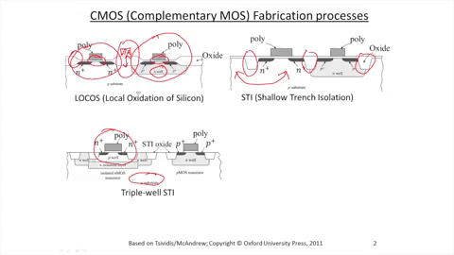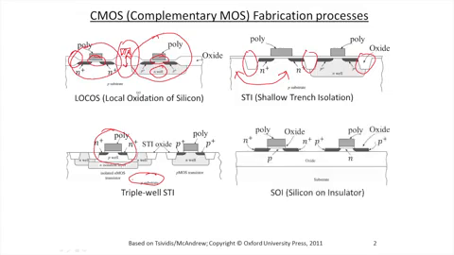Finally, there is a process called SOI, or silicon on insulator, where you have a thick oxide separating the devices from the substrate, and the devices themselves are grown on top of this thick oxide. In this class, we will not cover the operation of transistors on SOI processes.